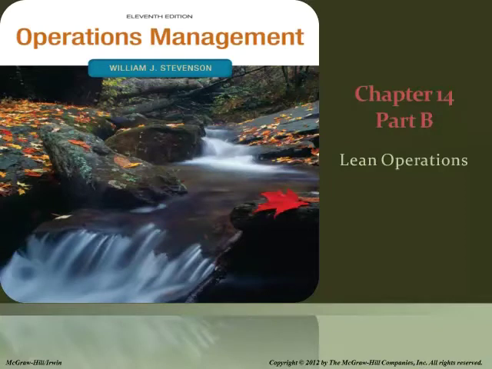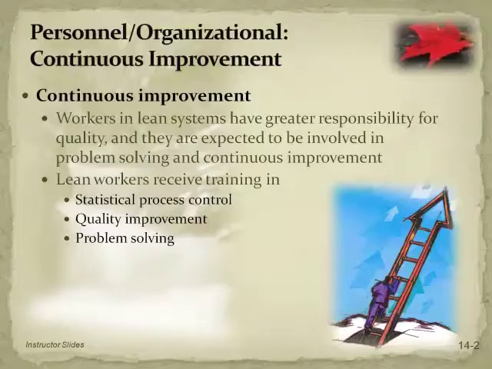Welcome to part 2 of chapter 14 on lean operations. So we concluded the first part talking about the personnel changes necessary for a lean operation. We'll continue with that thread in the second part here. So another element of our personnel organizational is continuous improvement.